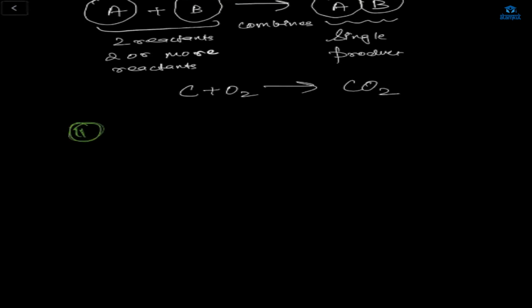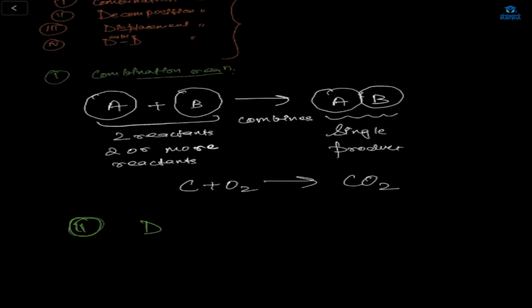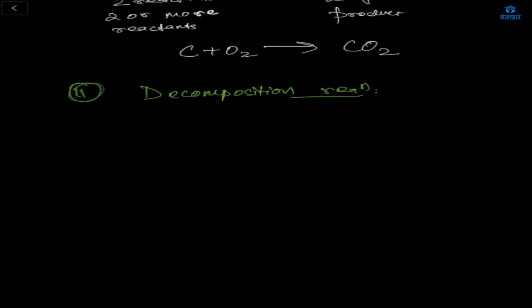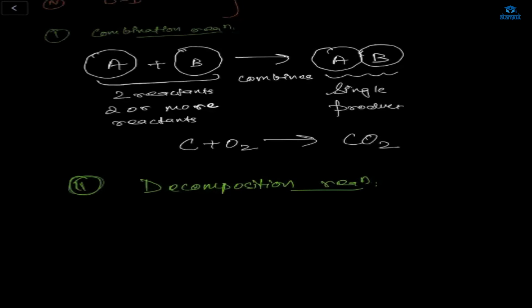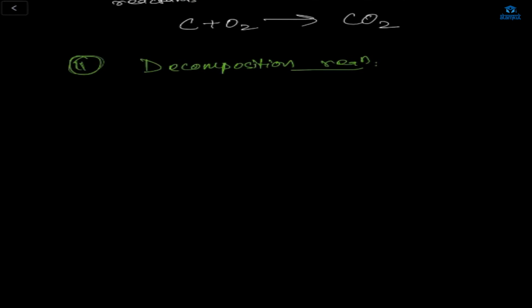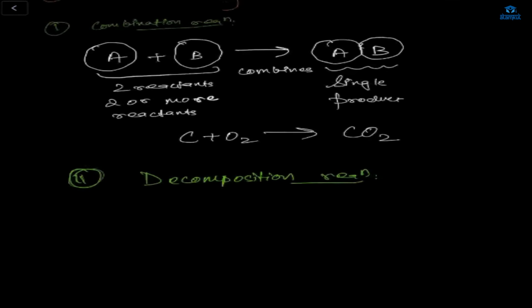Now, what is a decomposition reaction? When one single reactant breaks into smaller products, it forms two or more smaller products. Very good. It's just the opposite of combination. In combination, we add two or more reactants to get one single product. But in decomposition, on the left-hand side we have one single reactant, and it forms two or more products.